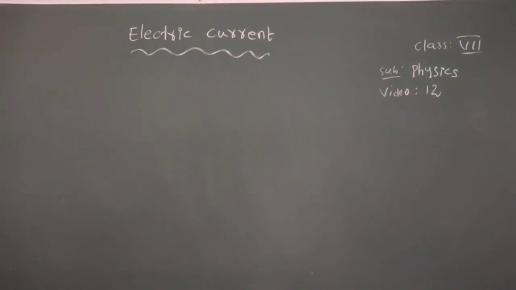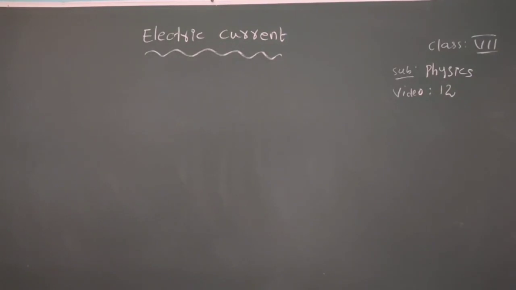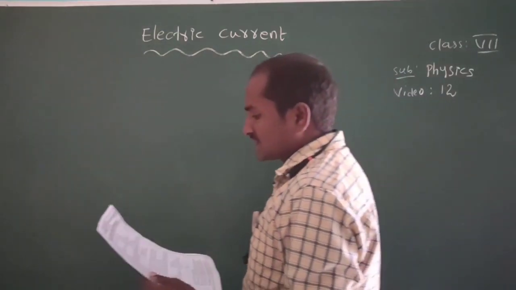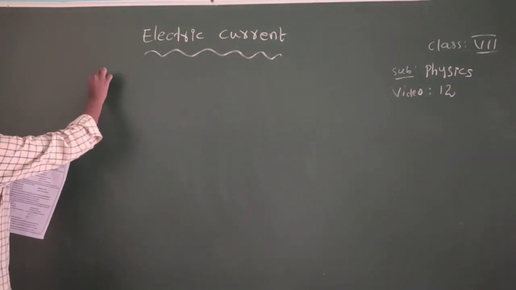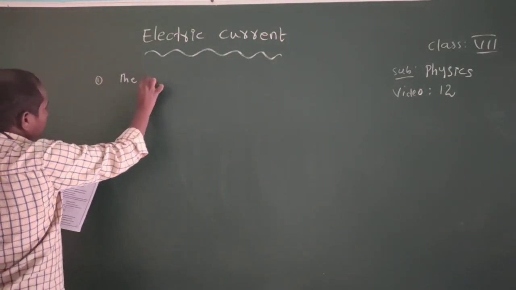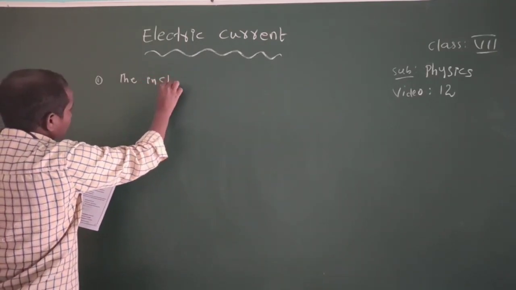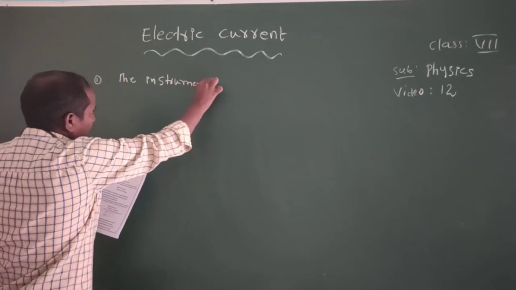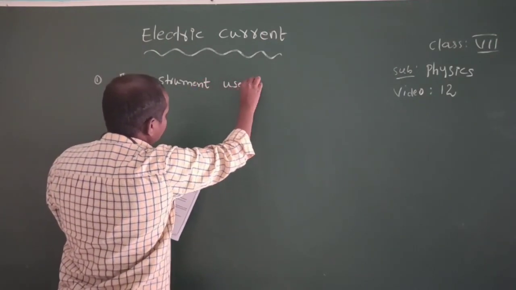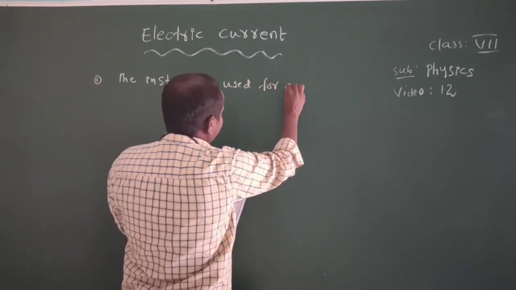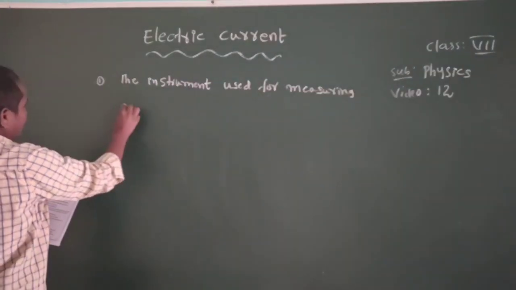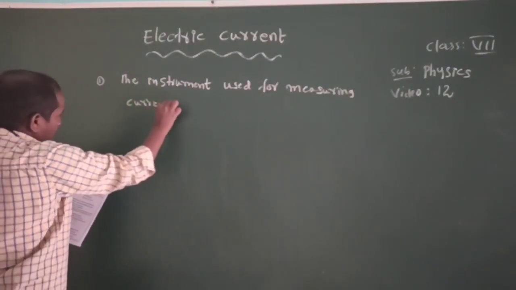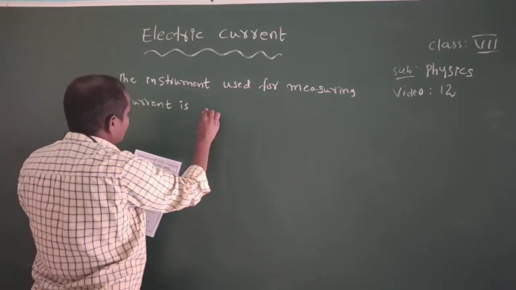Yesterday, I gave a worksheet. The first question: the instrument used for measuring current is the ammeter.